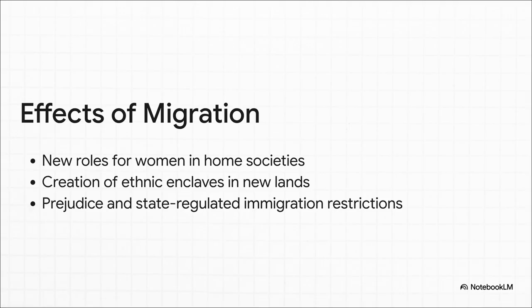Back in the home societies, women often had to take on totally new roles as so many men left to find work. In their new countries, migrants created ethnic enclaves, think of Chinatowns or Little Italies, that were vital for preserving their culture, but also marked them as different. And this often led to a backlash. The receiving societies frequently reacted with racism and prejudice, which led to laws designed to stop immigration, like the Chinese Exclusion Act in the US. These dynamics created social tensions that, in many ways, are still with us.